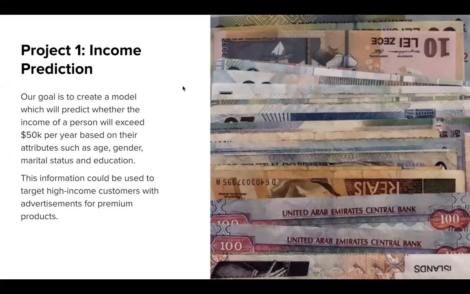So our project 1 is going to be income prediction, okay? Our goal is to create a model which will predict whether the income of a person will exceed $50,000 a year based on their attributes such as age, gender, marital status, and education. And as I explained before, the data set actually has a lot more columns, but these are the ones we selected using feature engineering, which will give us the best prediction, okay? And this information could be used to target high income customers with advertisements for premium products, okay?